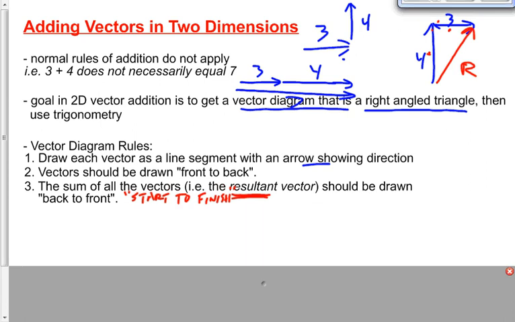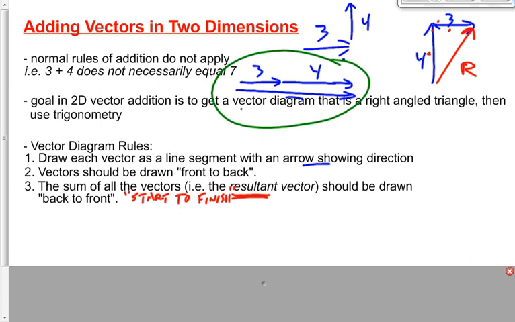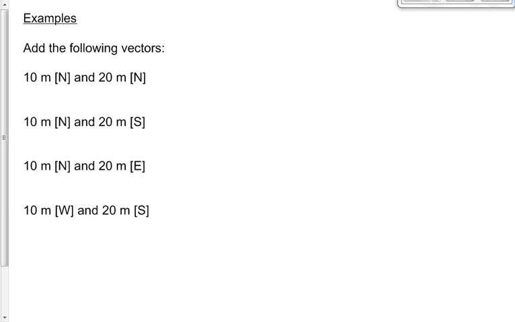So there's your vector diagram. Now what do you do with it? Okay, I drew this. This is technically a vector diagram right here. I drew this. I added them together, and I get 7. So I can do that, right? When I draw this, how do I add these ones together? Let's do a couple examples, and we'll see how we're going to combine these, okay? How we're going to actually do the mathematics of it.